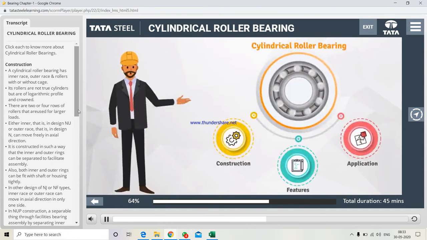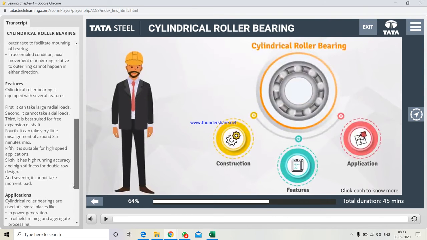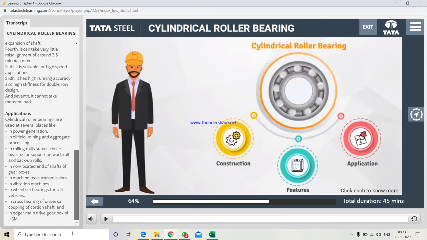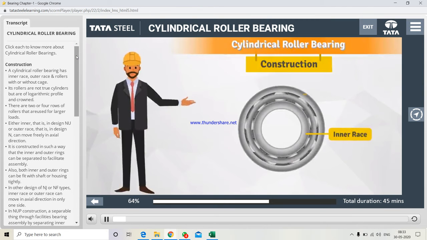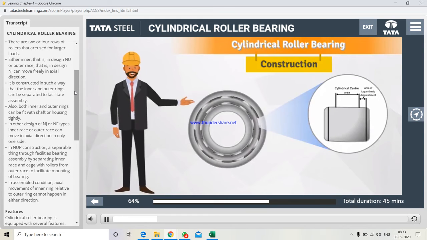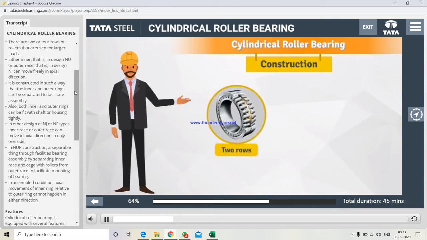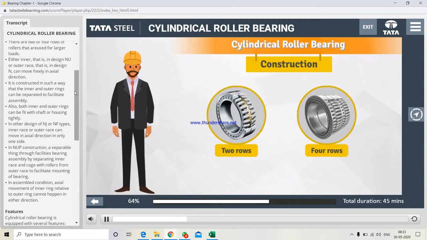Click each to know more about cylindrical roller bearings. A cylindrical roller bearing has inner race, outer race, and rollers with or without cage. Its rollers are not true cylinders, but are of logarithmic profile and ground. There are 2 or 4 rows of rollers that are used for larger loads.